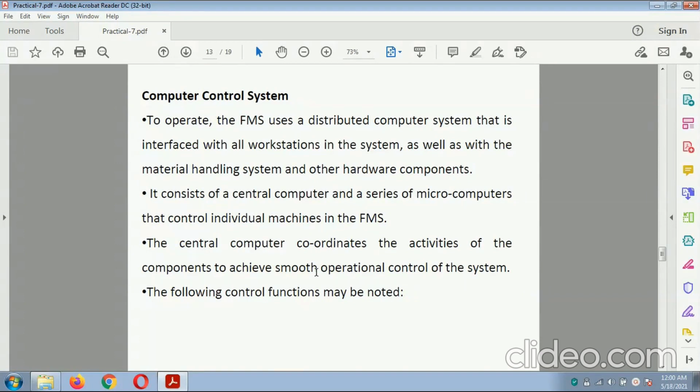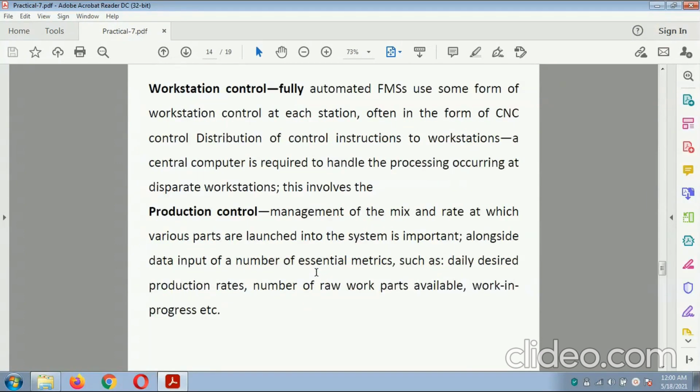The following control functions can be noted. First, workstation control. The fully automatic FMS uses some form of workstation control at each station in the form of CNC control, with distribution of control instructions to the workstations. A central computer is required to handle the processing occurring at the dispersed workstations.